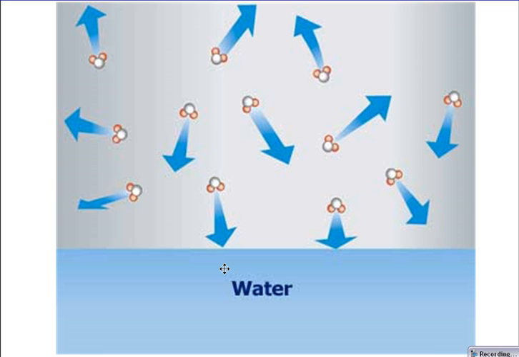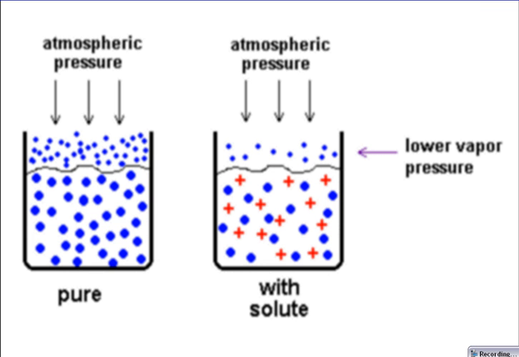So any substance can evaporate when the surface turns into a gas. If it's a liquid, it's called evaporation. And that gas, that vapor produced, exerts a pressure upon the surface of the liquid. When a solute is placed into solution, the solute will take up space on the surface of the liquid.